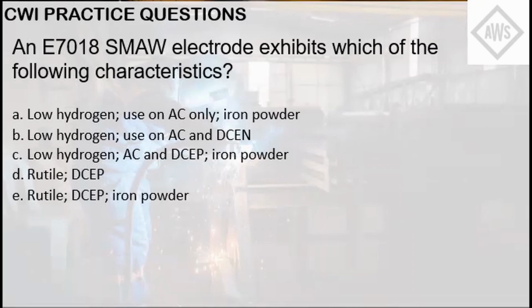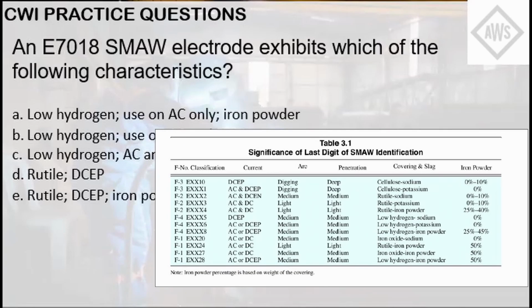E7018 is a low hydrogen electrode, so by process of elimination, letter D and E can be ruled out. Normally, an electrode which ends with the digit 5, 6, or 8 can be concluded to be a low hydrogen electrode. This leaves us to the familiarity of this table below as seen. The digit 8 can be used for AC and DCEP with 25 to 45% iron powder. That leaves us with letter C, which is the answer. Low hydrogen can be used with alternating current and DC electrode positive and with the use of iron powder.